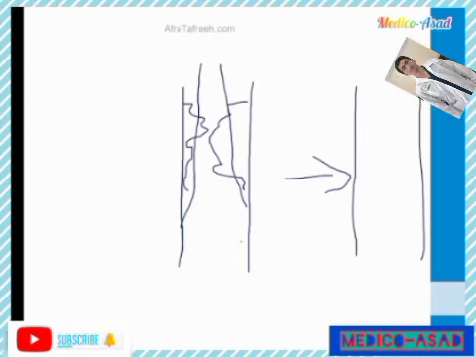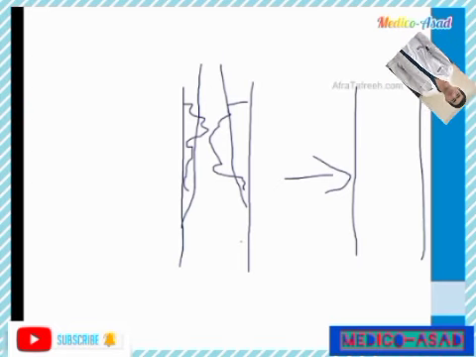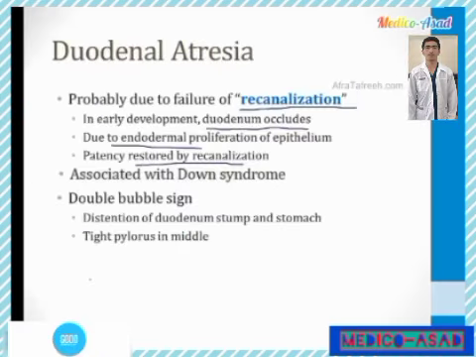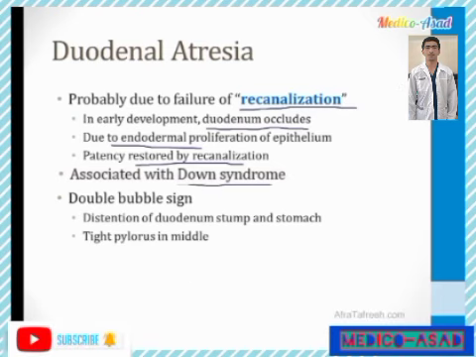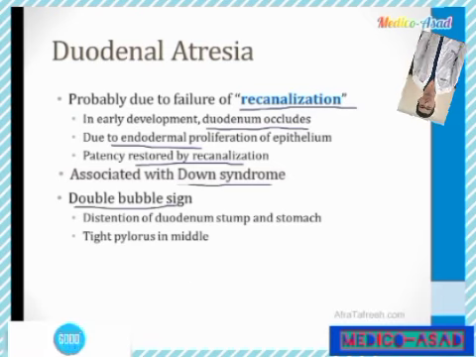If this process fails to occur, then you have a failure of recanalization, and that leads to obstruction in the duodenum. Two high-yield things to know about duodenal atresia is that it is associated with Down syndrome and that it can lead to what's known as the double bubble sign on imaging.